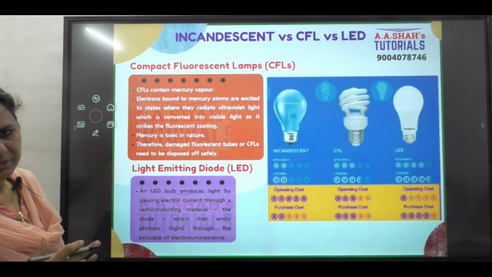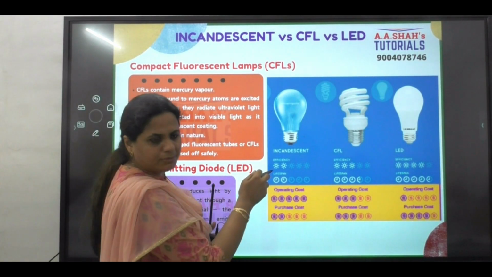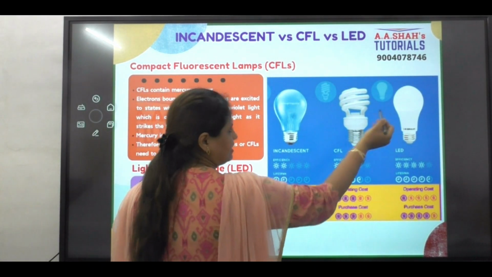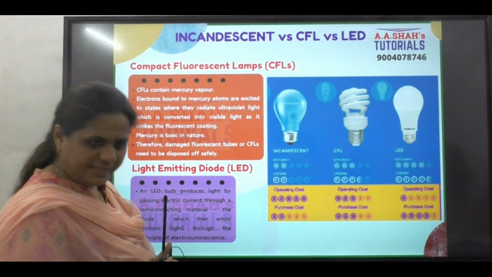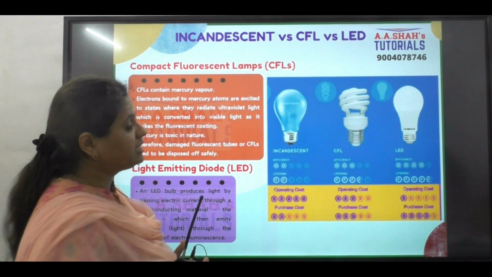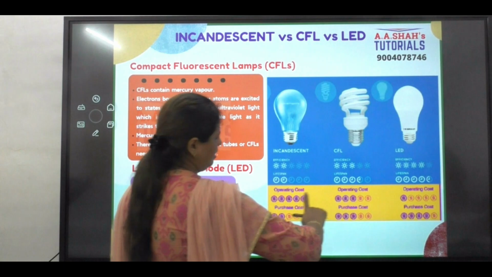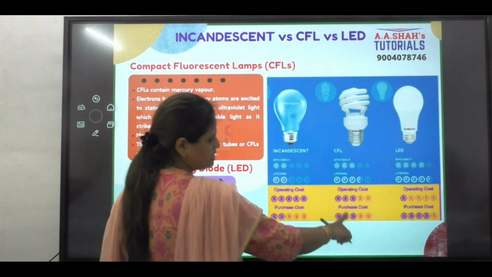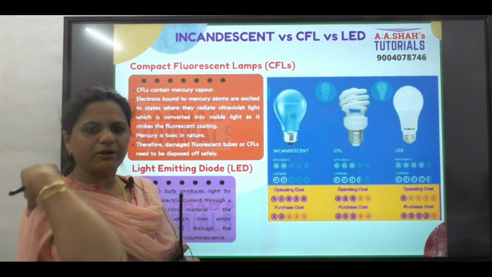This is very important. In today's world, we are not using incandescent bulbs to such an extent. We use either CFL or LEDs. The most efficient is? LED. Yes, exactly. LED is most efficient, but it is also costly. You can see the purchasing cost. Incandescent bulbs will be cheaper. This is costly, this is costlier. Why? Because it's the technology, it's costlier.